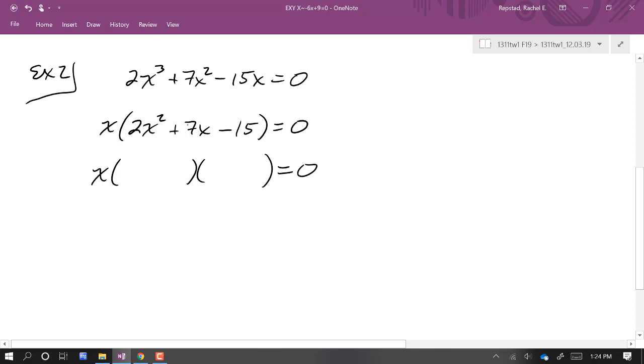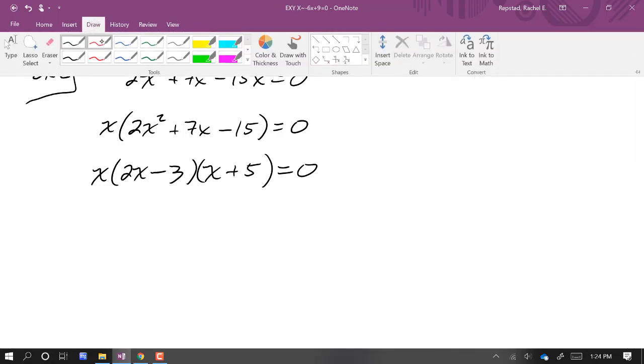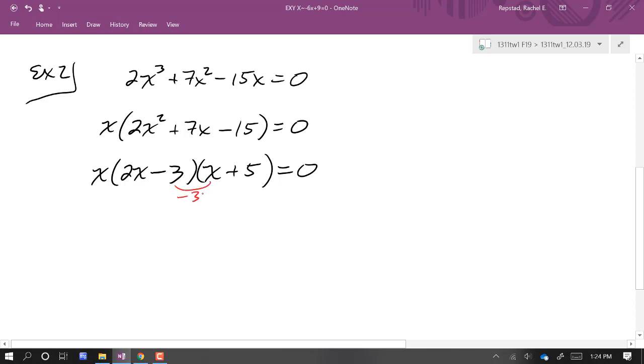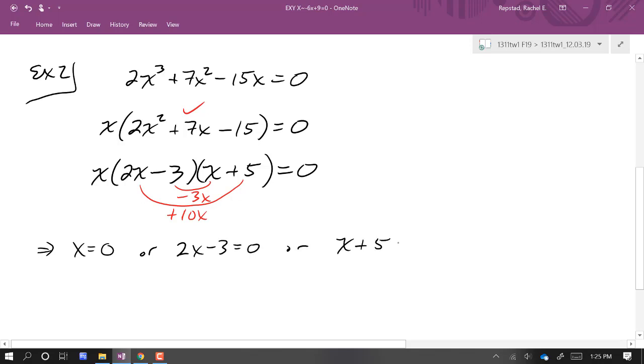2x minus 3, x plus 5. 2x minus 3, x plus 5. So quick check. Minus 3x plus 10x gives us the plus 7x. So now this lets us break this down into 3 equations. This means that either x equals 0, or 2x minus 3 equals 0, or x plus 5 equals 0.